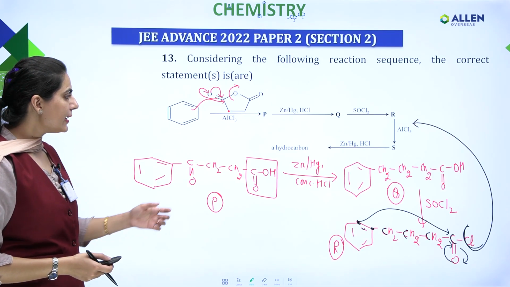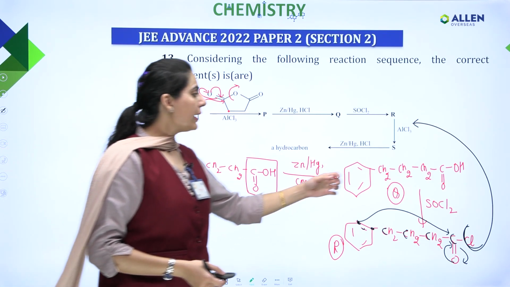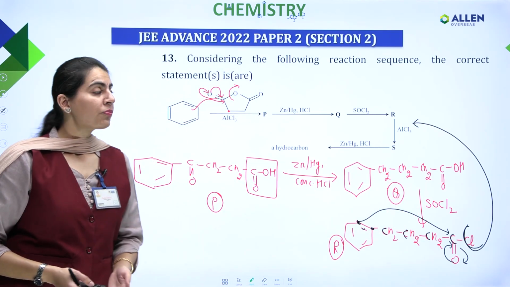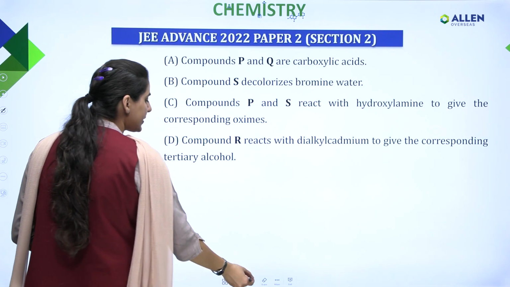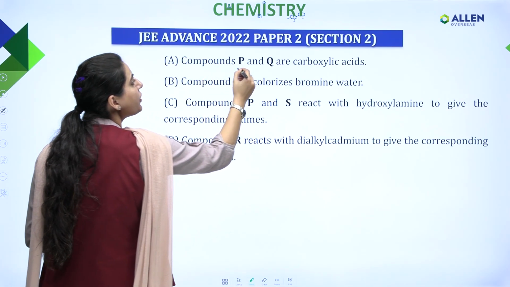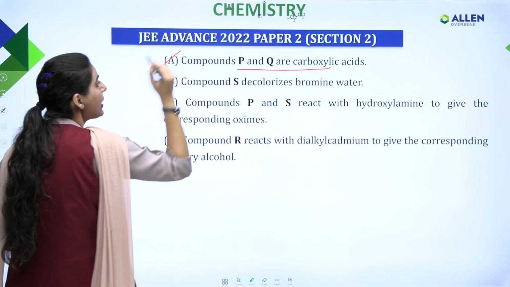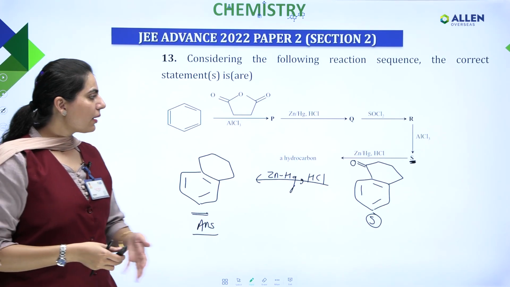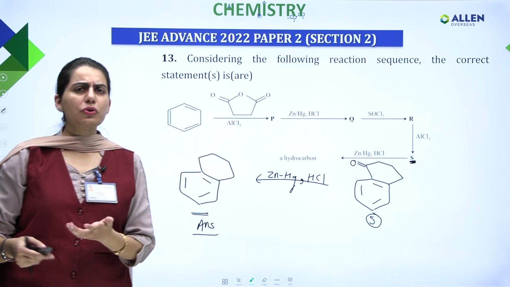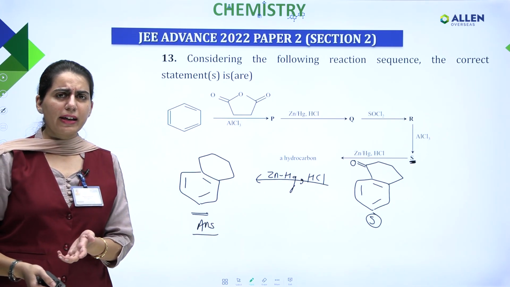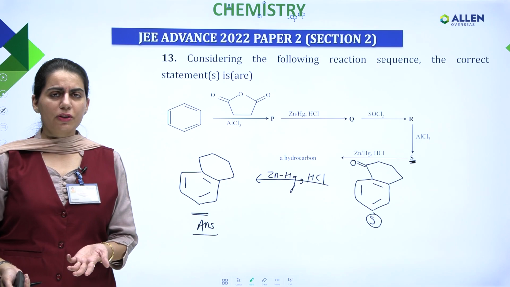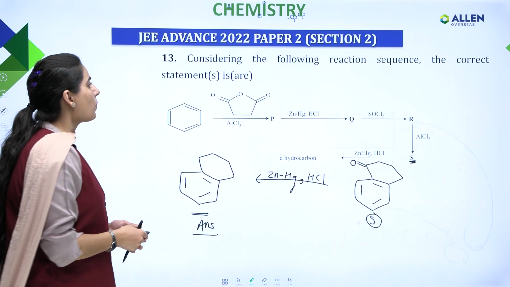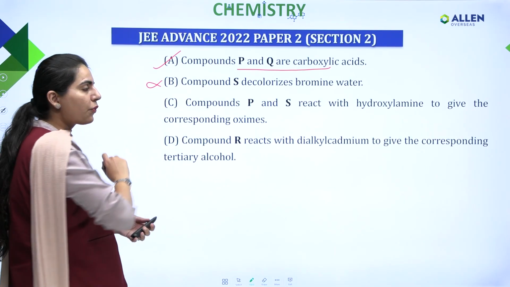So if you properly see, we have an acidic group here also, we have an acidic group in Q also. So now if we see the options, they are saying that compounds P and Q have carboxylic acids. Yes. Compound S, can it decolorize bromine water? So if I see compound S, then we'll say that usually the bromine test is the unsaturation test, but benzene will not be giving that unsaturation test. So we'll say that this option is wrong.